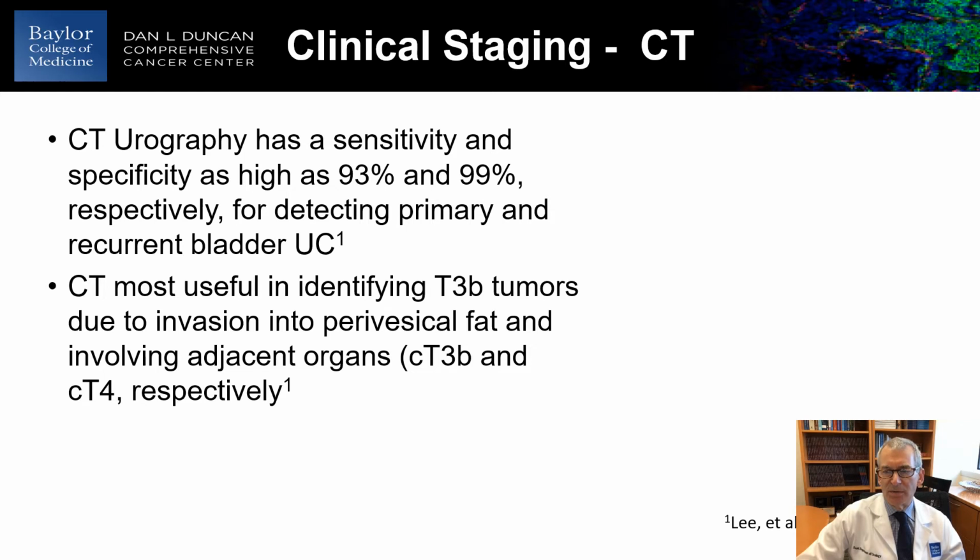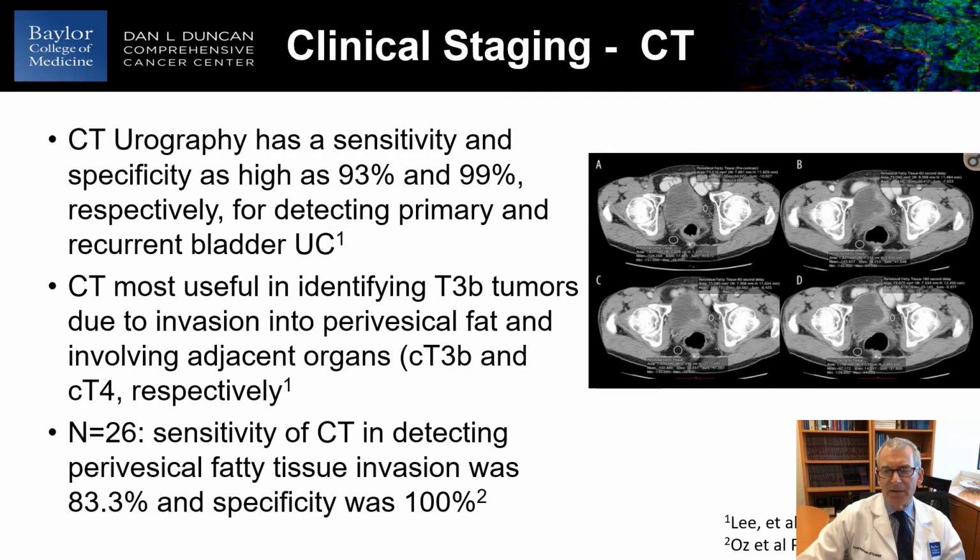So Lee and colleagues published an excellent review in the American Journal of Radiology and concluded that CT urography is quite useful for the detection of bladder cancer and perhaps is most useful for identifying patients with T3 and T4 tumors. In this small prospective series of patients with CT using a pre-specified protocol to optimize the detection of extravesical disease prior to cystectomy, there was actually a high degree of accuracy in predicting perivesical fat invasion. You can see some examples of this in the CT images on the top right.